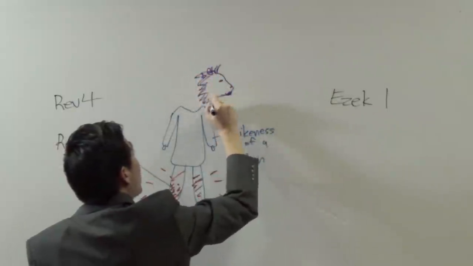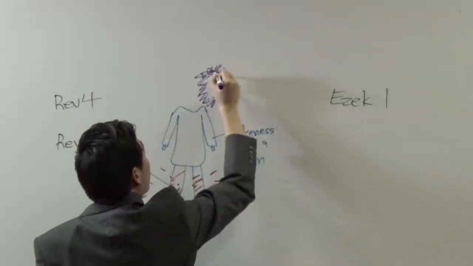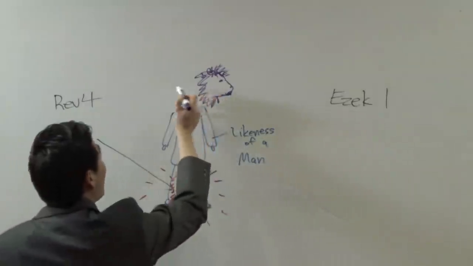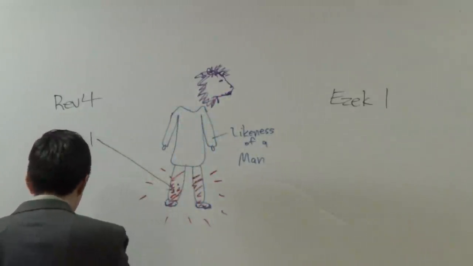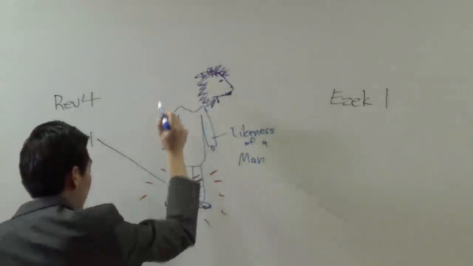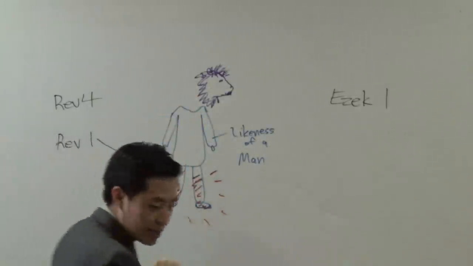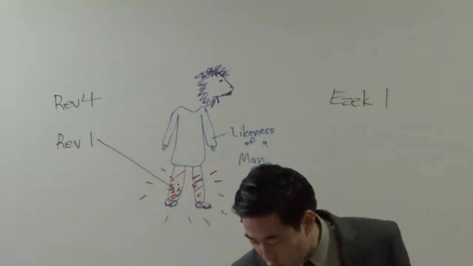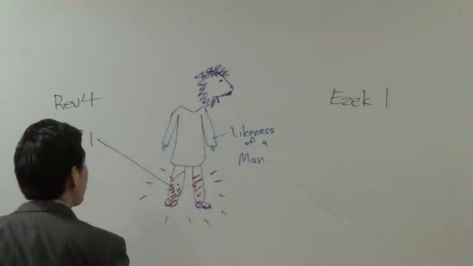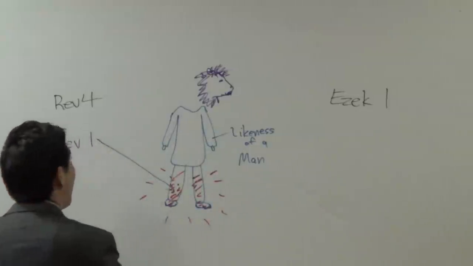So the lion is right here on the right side, and the man. So it could be, but notice what's on the left. What is on the left? It says right here in verse 10, the face of an ox on the left side. So the ox is on the left.